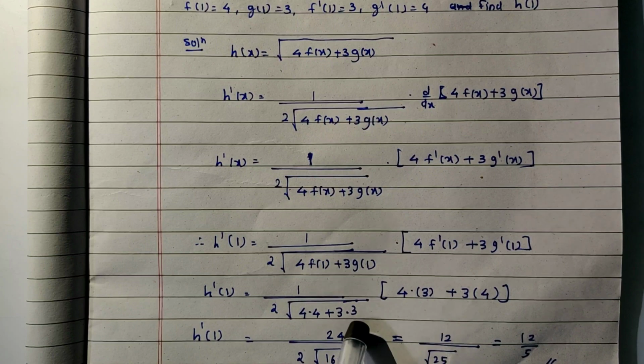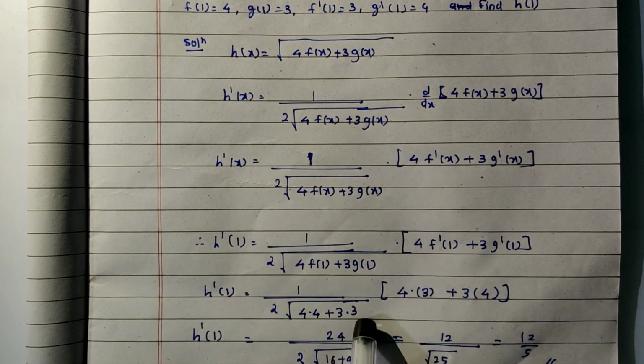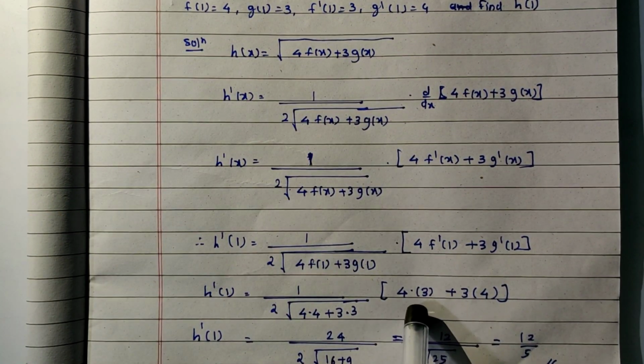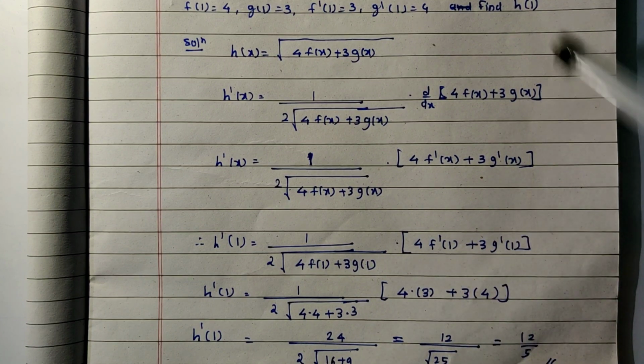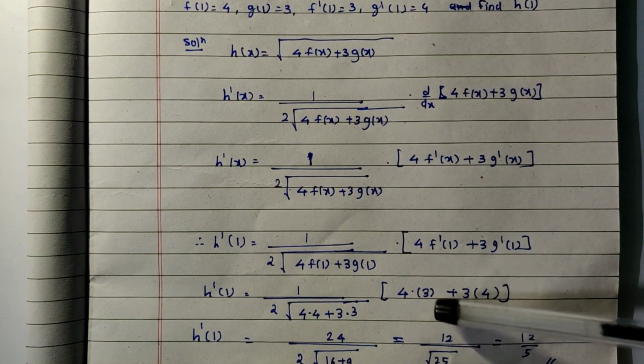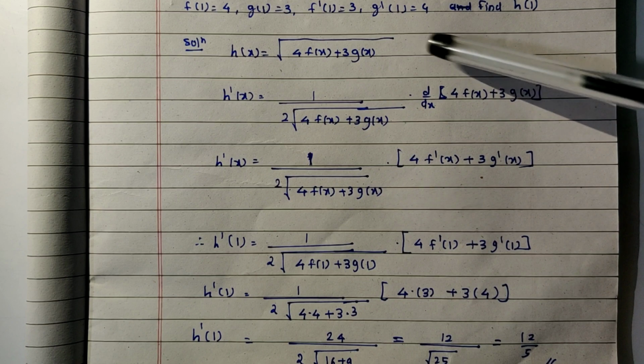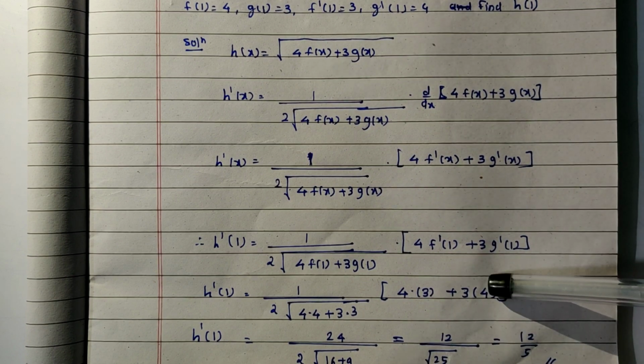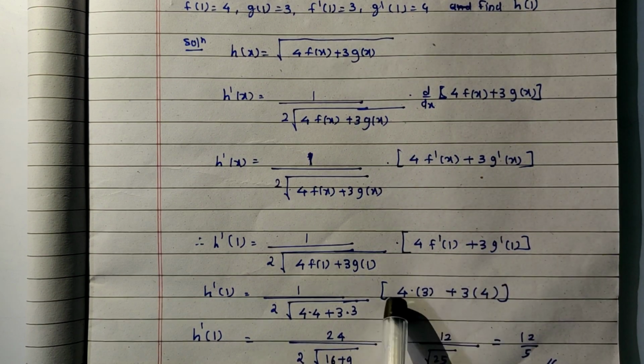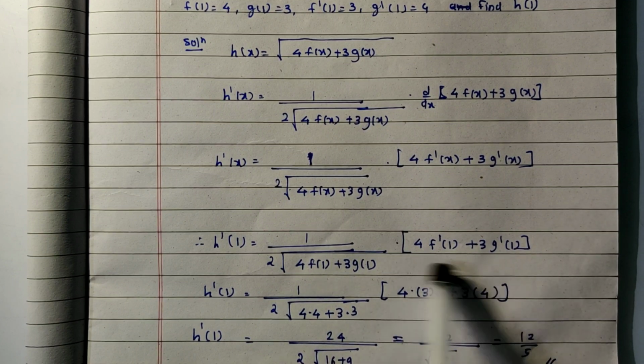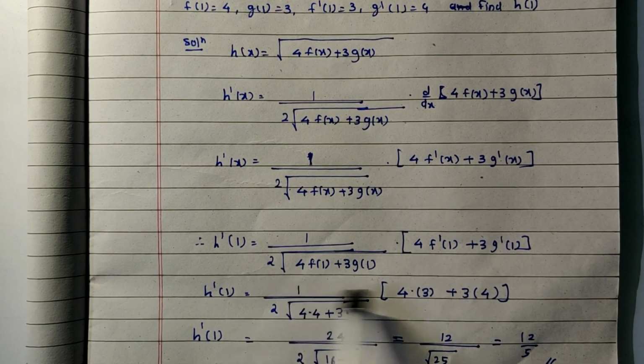g of 1 is equal to 3. See, g of 1 is equal to 3. 4 into f dash of 1. What is f dash of 1? 3. 3 into g dash of 1. g dash of 1 is 4. So calculate this: 12, and this is again 12. So the numerator will be 24.